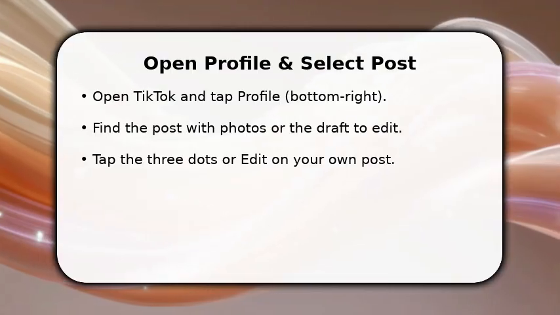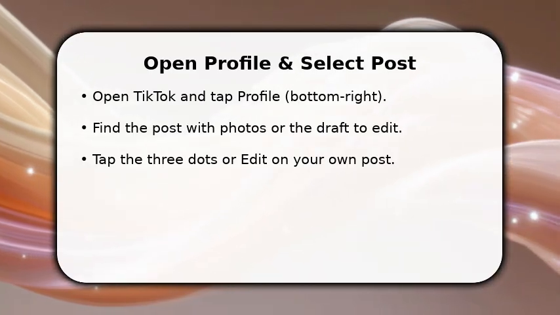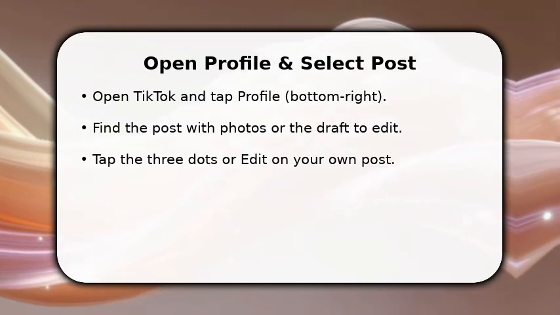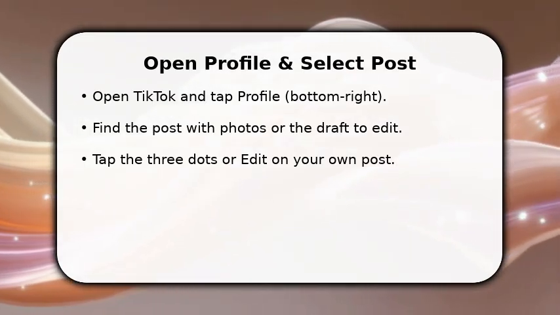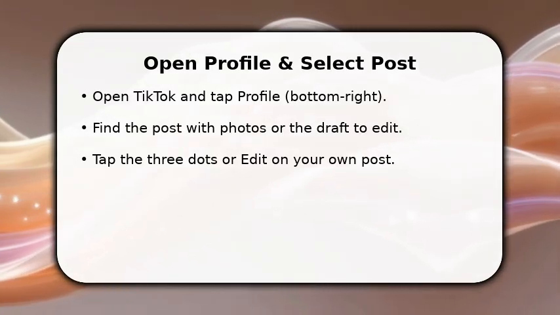You start by opening TikTok and going straight to your profile. This gives you quick access to your content. Once there, locate the post or draft containing the photos you want to change. Tap the three dots on a published post or the edit button on a draft to enter editing mode.